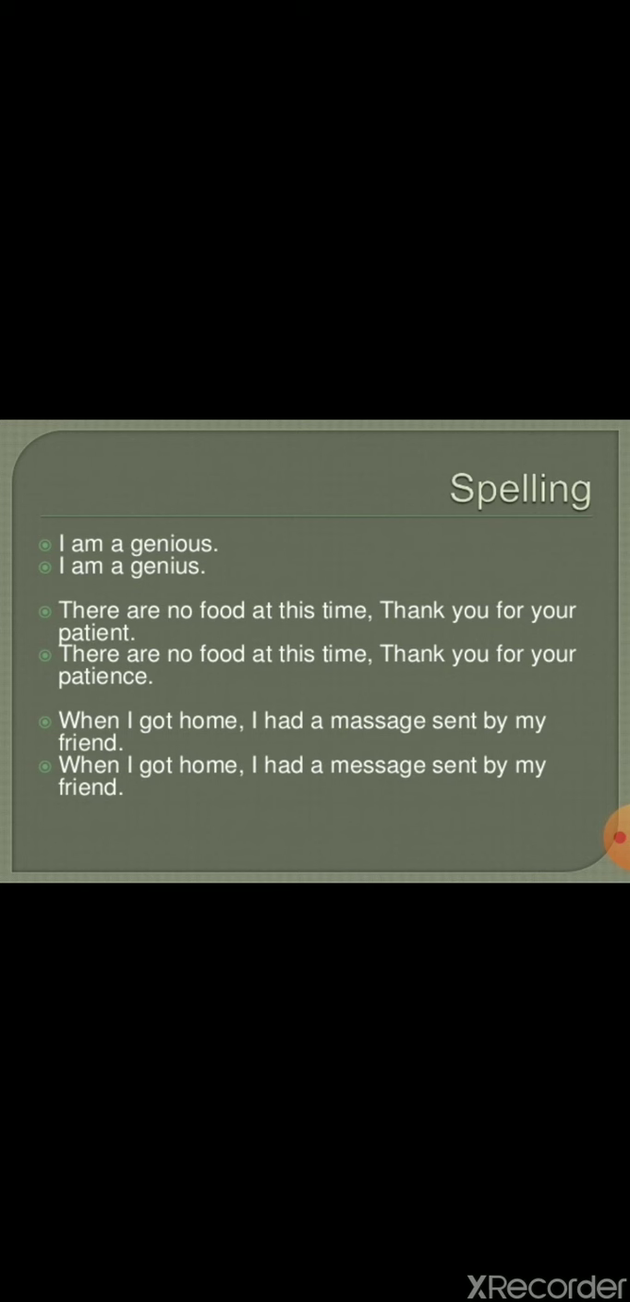Second sentence: there are no food at this time. Thank you for your patient. It's wrong. Thank you for your patience. Here also there is a spelling error.